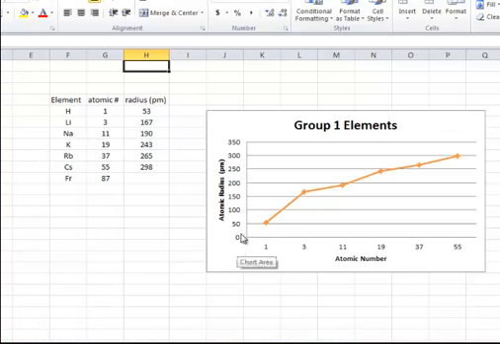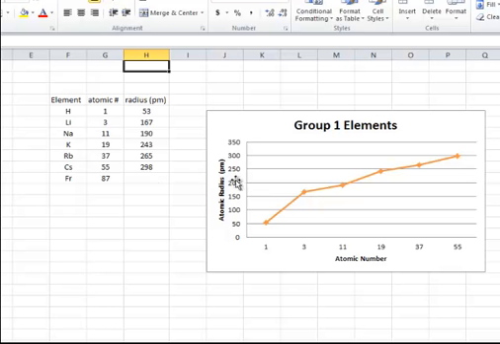This is the plot for group 1 elements. Group 1 elements are hydrogen, lithium, sodium, potassium, rubidium, cesium, and francium, with atomic numbers 1 through 87. The radius goes from 53 picometers all the way up to 291 picometers for cesium. The value for francium is not available because francium is too unstable to have its atomic radius accurately measured.